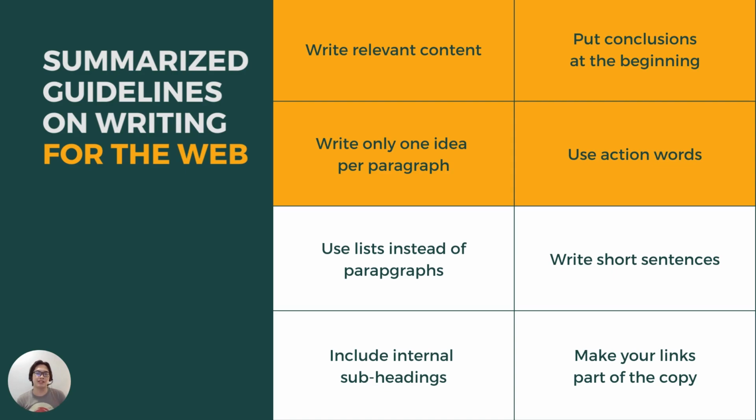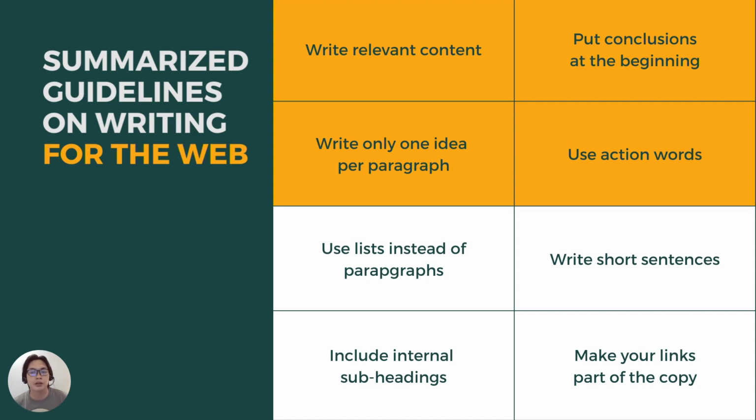Here are the summarized guidelines on writing for the web. For content, write relevant content. It may be tempting to write about your brother's dog or even your brother's cat, but if it doesn't relate to your site or page topic, leave it out. Web readers want information, and unless the page is about the sad dog or cat, they really won't care, even if it's a good metaphor for what you're trying to say or convey.